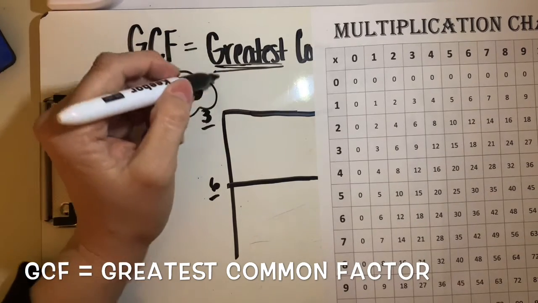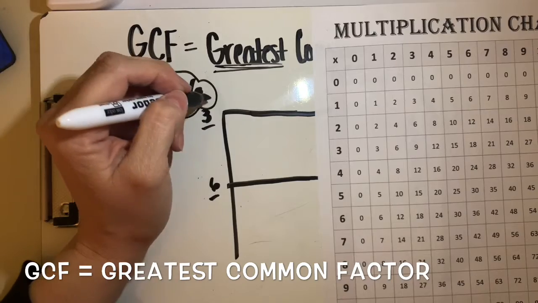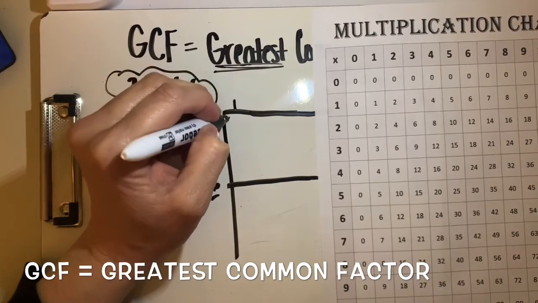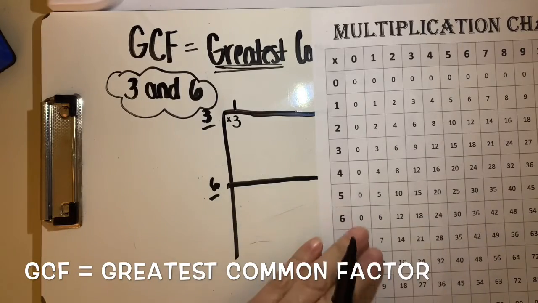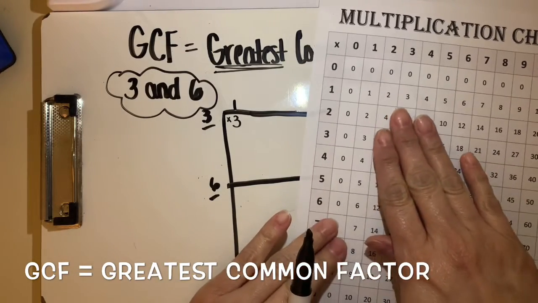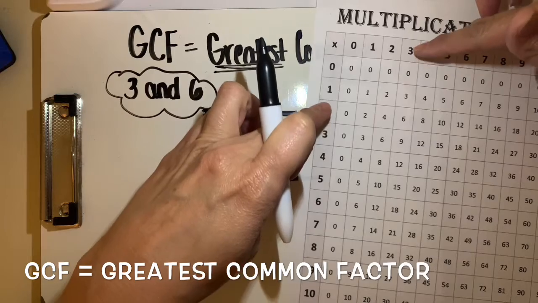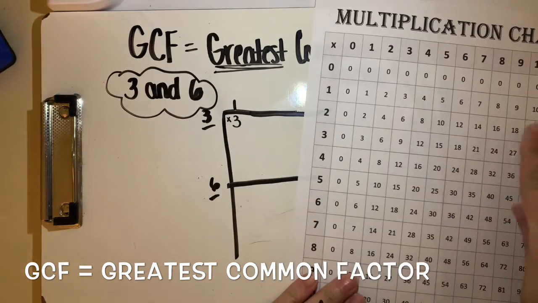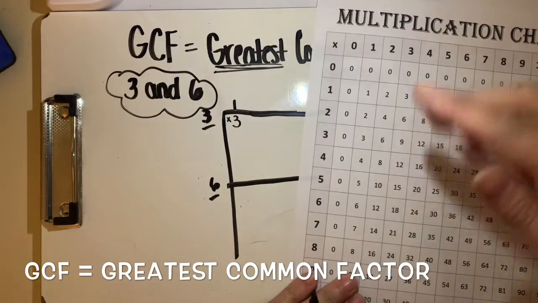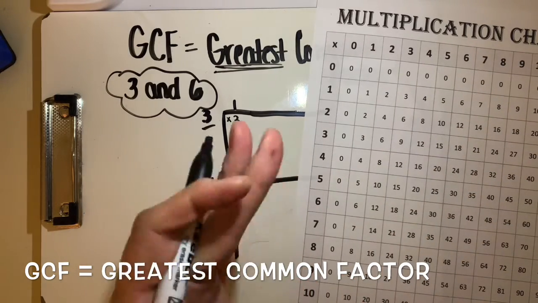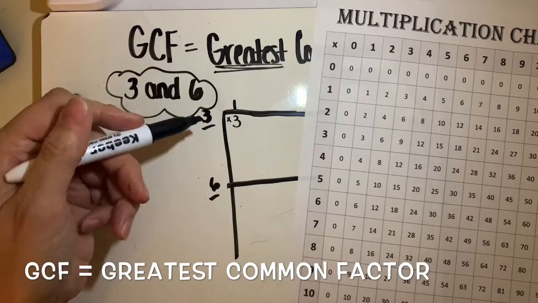So we're going to look at our chart and find all the ways that we can make 3 and 6. Now, you know I always start with 1 times the number. So we know 1 times 3 is 3. Are there any other ways to make 3? Any other numbers we can multiply together to make 3? As I look here for answers, here's a 3, but it's 3 times 1. We have that. So no, there are no other ways to make 3.